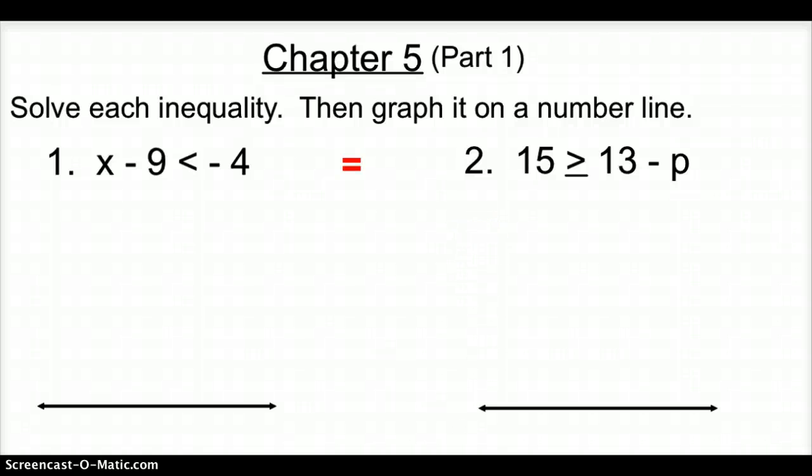Howdy and welcome to Chapter 5, Part 1, where we are going to start solving inequalities and then graphing them on a number line. So let's go ahead and look at number 1. Here we have an inequality.